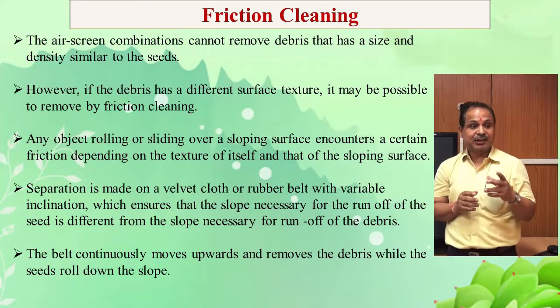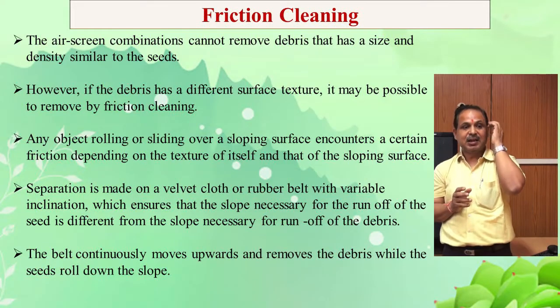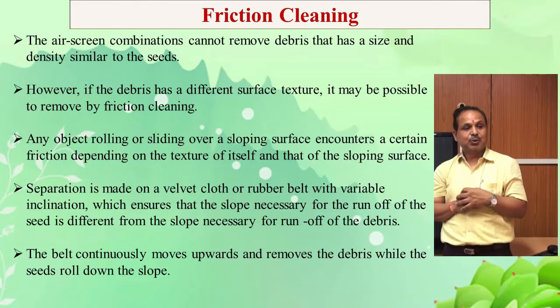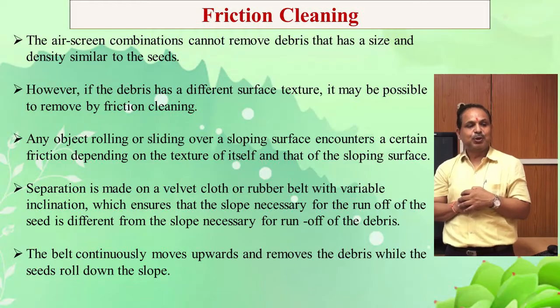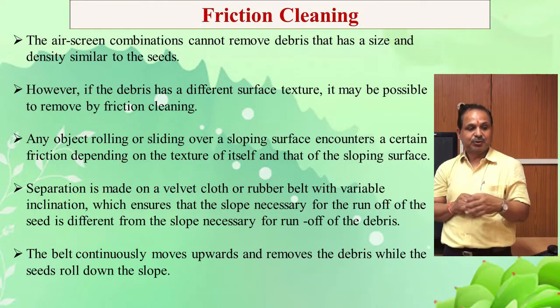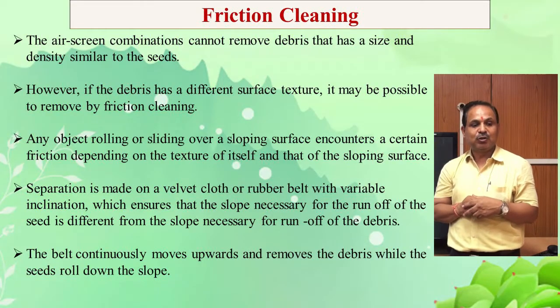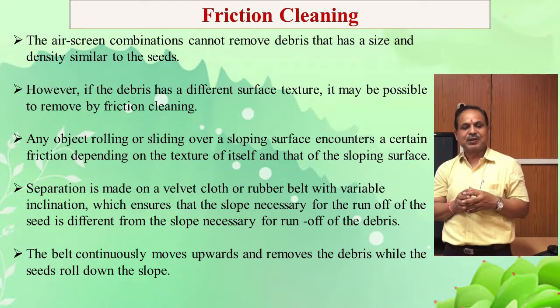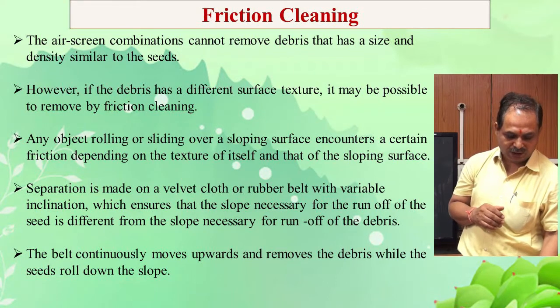Friction cleaning. The seed lots can be cleaned by friction. The air-screen combination cannot remove debris that has a different size and density similar to that of the pure seeds. So if the debris has a different surface texture, it may be possible to remove it by friction cleaning. In this method, separation is made on a velvet cloth or rubber belt with variable inclination, which ensures that the slope necessary for the runoff of the seed is different from the slope necessary for runoff of the debris.